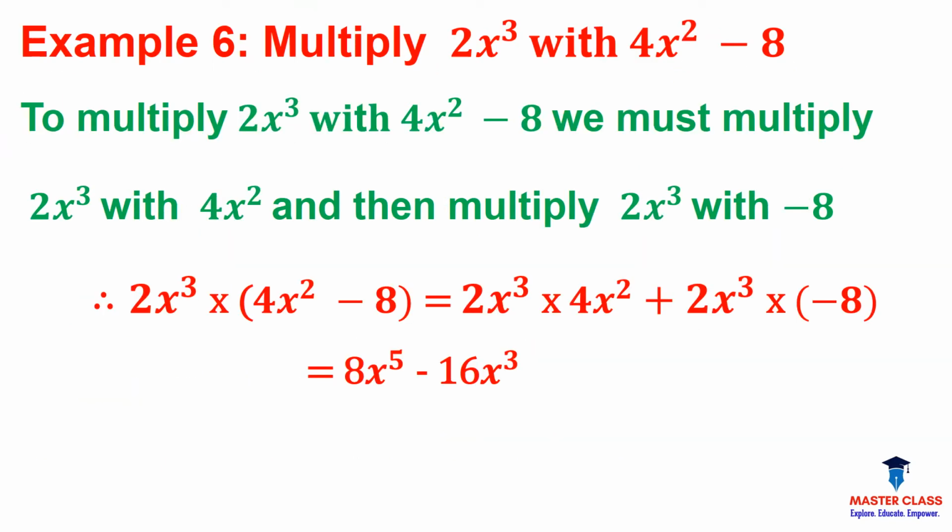We'll take an example now where we will multiply 2x cube with 4x squared minus 8. To multiply 2x cube with 4x squared minus 8, we must multiply 2x cube with 4x squared and then multiply 2x cube with minus 8. Therefore, 2x cube into 4x squared minus 8 is equal to 2x cube into 4x squared plus 2x cube into minus 8. The final answer will now be 8x raised to 5 minus 16x cube.